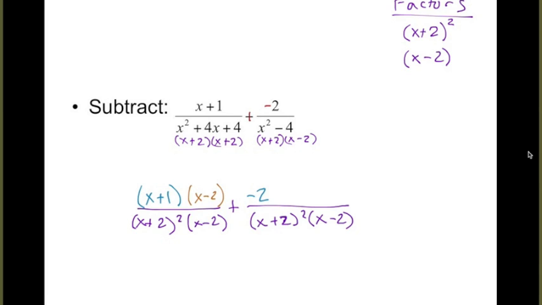In the second denominator, I used to have 1 x plus 2, and now I have 2 x plus 2's, so I need to bring in an x plus 2. I used to have 1 x minus 2, I still have 1 x minus 2, so that didn't change, and we don't need to do anything about that. Questions so far?